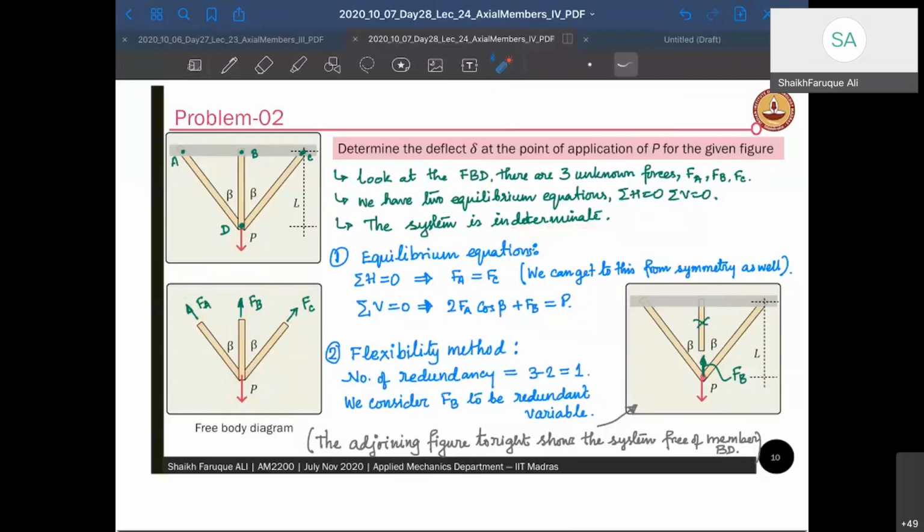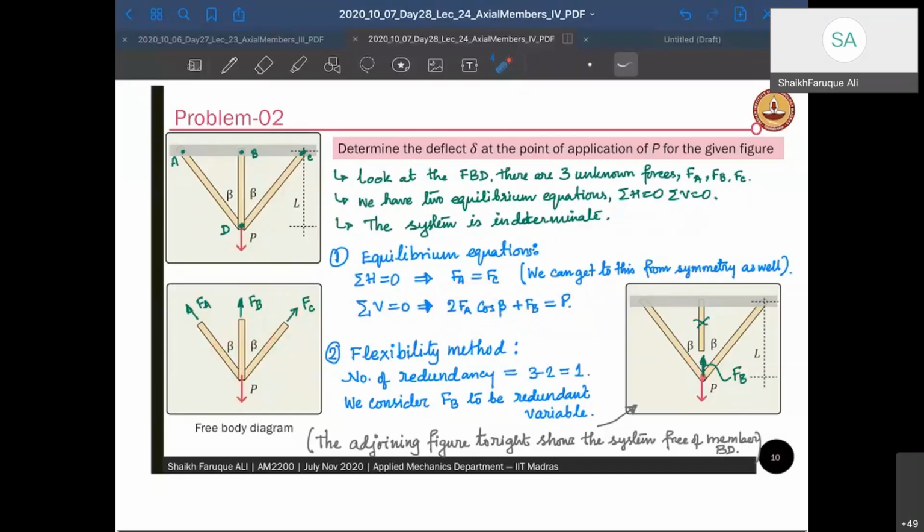What I can do, I can use my horizontal balance equation and I can say that FA and FC are equal, right? Because it's a symmetric problem, which is very evident. If the material properties of these two are the same, then FA and FC are going to be the same. We can get this from the symmetry as well. Summation of V, what does it give me? Summation of V gives me 2FA cos beta plus FB equal to P. So there is FA here, FC here. Both of them will have a component in this direction, right? That is FA cos beta into 2 for the 2 forces plus FB equal to P. Yeah, total force is P.